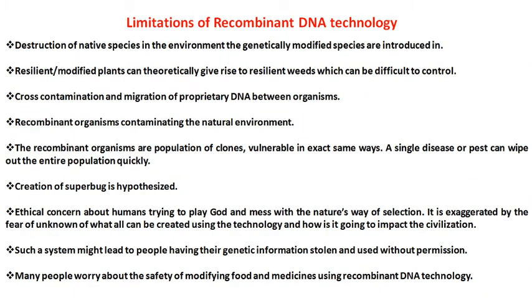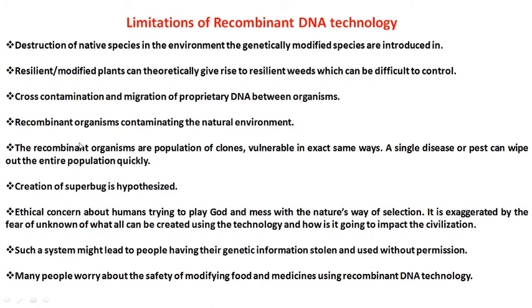But apart from that, there are some limitations and disadvantages of recombinant DNA technology also, like destruction of native species in the environment. If you are using rDNA technology in the field of agriculture, in this way you can destroy some native species from the earth. Further, these modified plants can theoretically give rise to other modified weeds which are difficult to control, and cross contamination is quite possible between one species and another, particularly in plant species where pollination takes place. So that is quite possible. It can contaminate the native plants also.